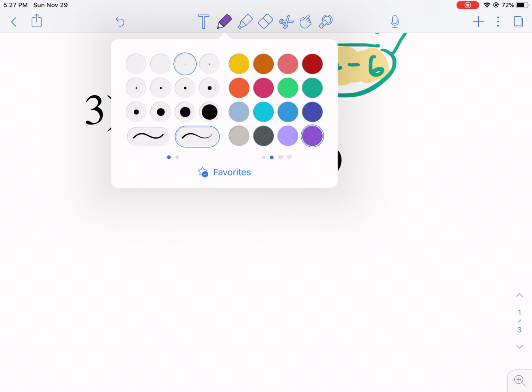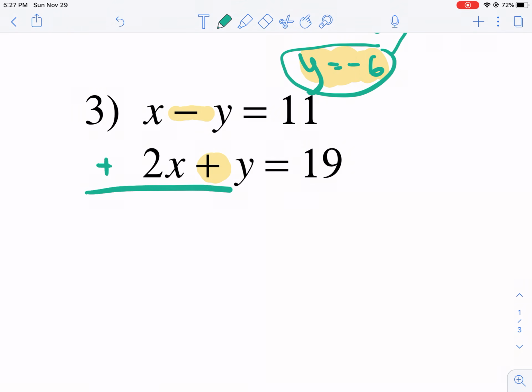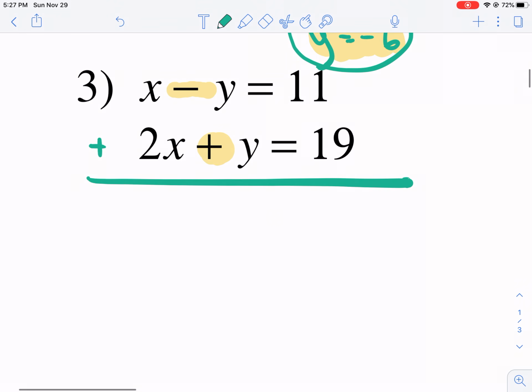Let me change to green. So add them. Okay. Oops. Sorry, a little ugly here. Let me fix this. Not what I wanted. Having a little bit of technical difficulty. Then, you know what? That's good enough. Let's just go on. So now I'm just going to add straight down.